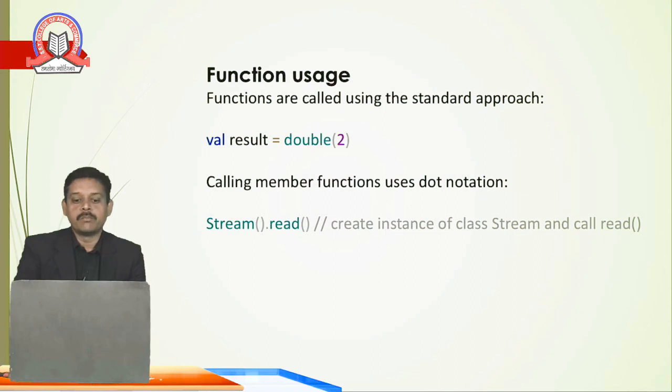Calling a member function uses dot notation. For example, if we have a class Stream or any other class, we can use the dot for calling a function within that particular class. So here we have a Stream class, in that we have a read function, and with Stream.read we can create an instance of the Stream class to call the read function.